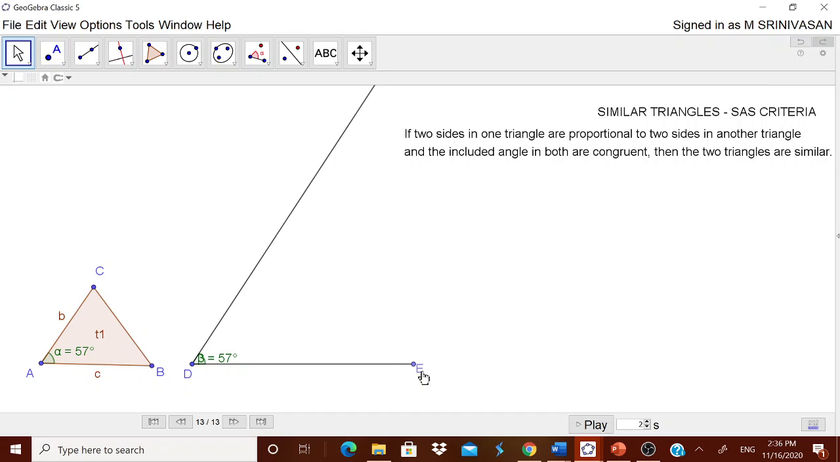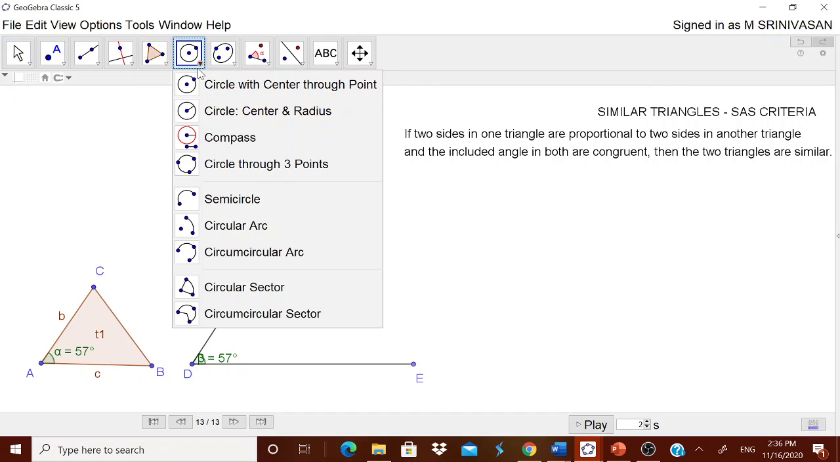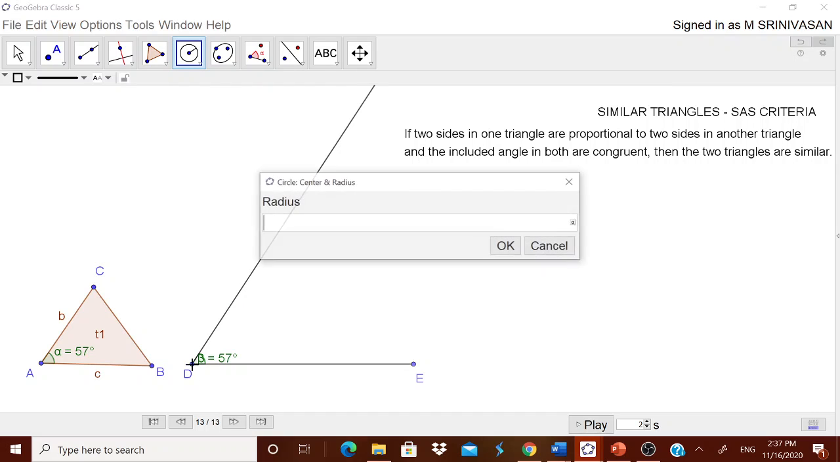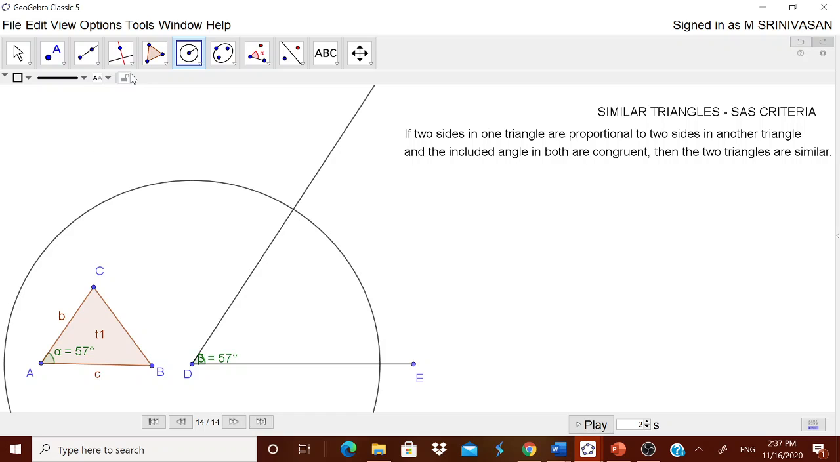Now F I want. For that, I have taken this as a proportionality of 2 times. But here also I have to take 2 times of B. For that, once again, take the circle. Circle with center and radius. Click it. Simply touch it. It will ask what radius you want. I want 2 times B. Click OK. It is touching at a point now.